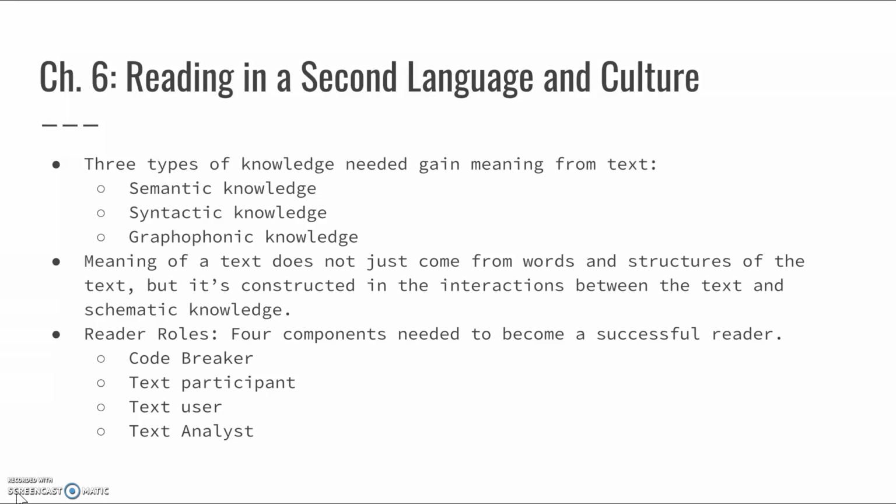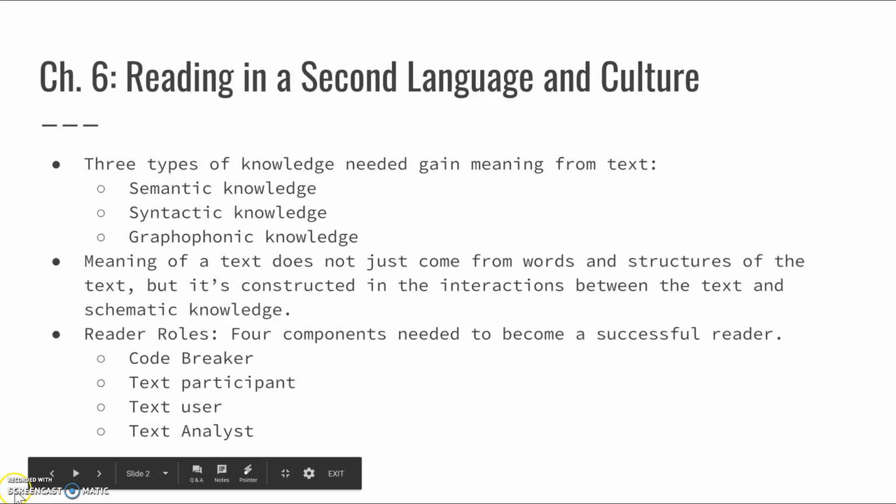The meaning of a text does not just come from the words and structures of the text, but is actually constructed in the interactions between the text and the schematic knowledge. So the meaning doesn't just come from the words that you're reading. It's taking what you already know, your prior knowledge, and thinking about it together with what you're reading. And there are four components needed to become a successful reader. You need to be a code breaker, text participant, text user, and a text analyst.